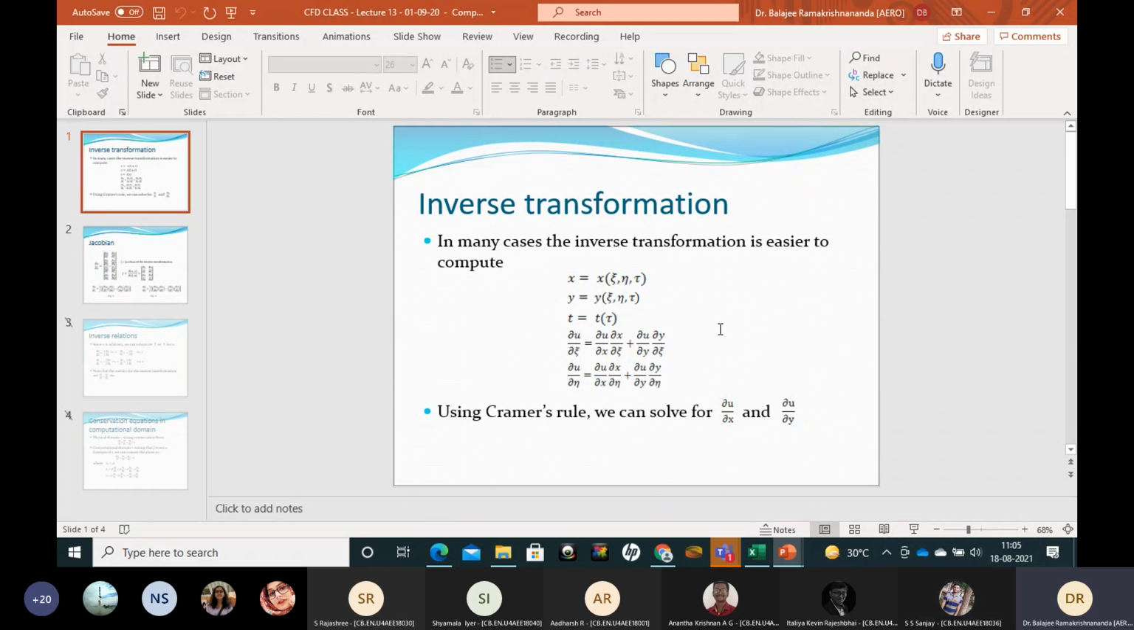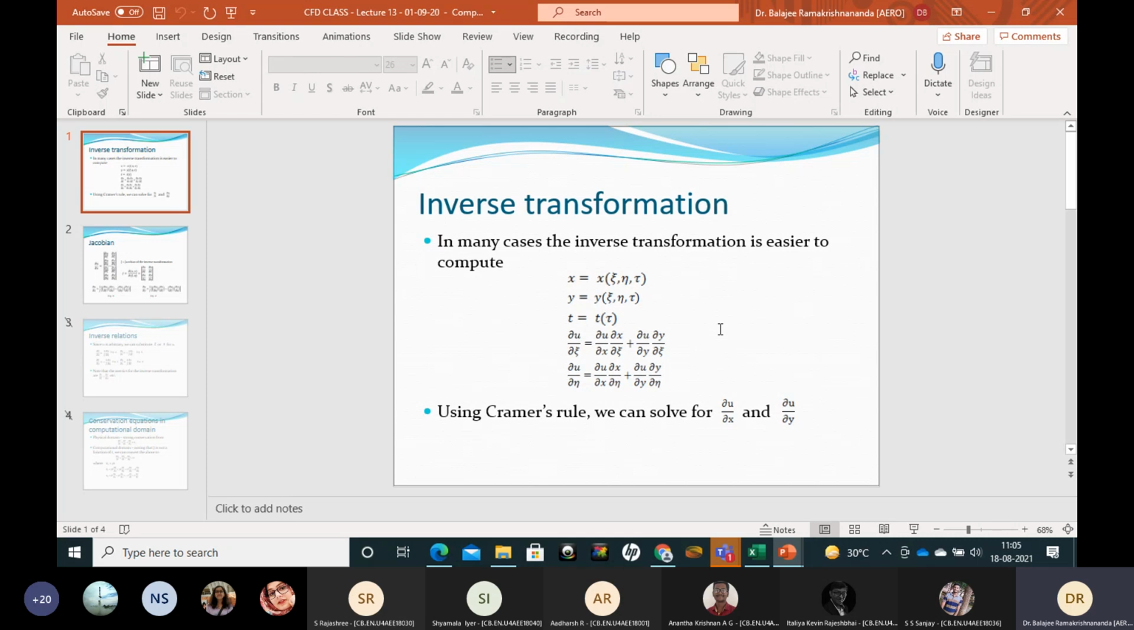Yes, we are looking at the inverse transformation here. That is, we're looking at ∂u/∂x in terms of ξ and η last class. Now, if you look at ∂u/∂ξ, where you express x as a function of ξ, η, and τ, and y as a function of ξ, η, and τ, and t as a function of τ, then ∂u/∂ξ by the same chain rule is ∂u/∂x into ∂x/∂ξ plus ∂u/∂y into ∂y/∂ξ, and the same way for ∂u/∂η also.